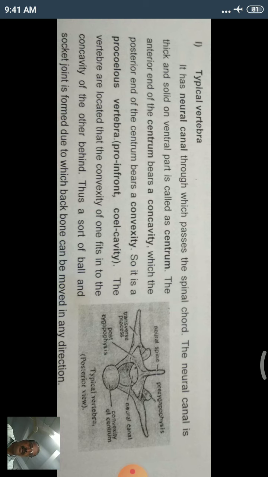Pro means in front, coel means cavity. In front there is a cavity. The vertebrae are located such that the convexity of one fits into the concavity of the other behind. Thus, a sort of ball and socket joint is formed, due to which the backbone can be moved in any direction. So, the typical vertebra is a procoelous vertebra.